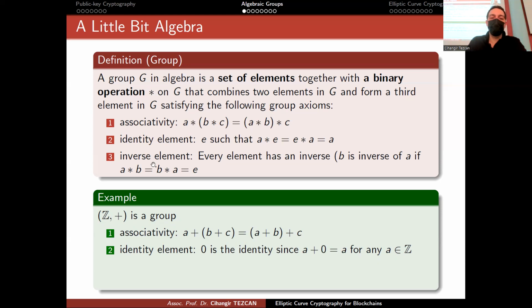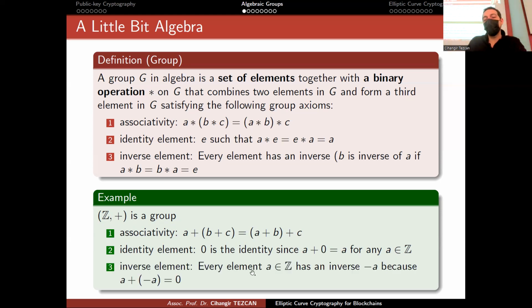Third thing is the inverse element. Do we have an inverse element? Yes. For every element A in Z, we have the inverse minus A, because A plus minus A equals the identity element. So here's a simple example for a group.